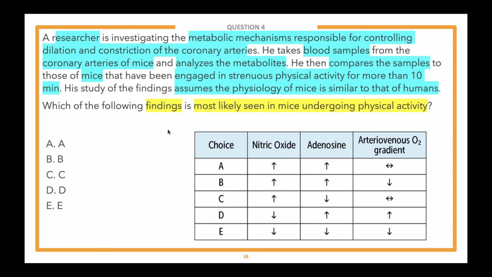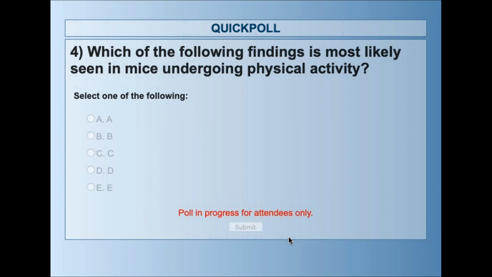And then we will go ahead and open up that poll. Go ahead and select the answer choice you think is the best answer, and we'll talk about it in just a few seconds. All right, the poll is open. We'll wait for you to respond.